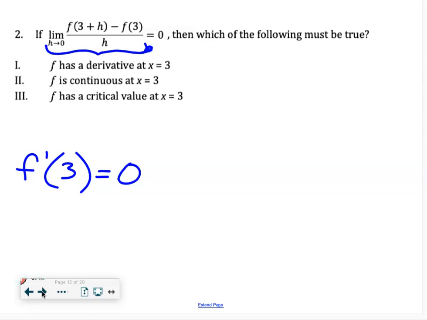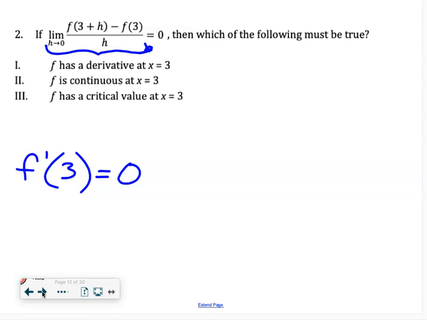There are 3 conditions for differentiability. Number 1, the function has to be continuous. Number 2, the function can't have a sharp turn. And number 3, the function cannot have a vertical tangent at that point. So continuous, no sharp turns, no vertical tangents. So if the derivative exists, which it does, it's 0, then the function has to be continuous there. Does f have a critical value at x equals 3?